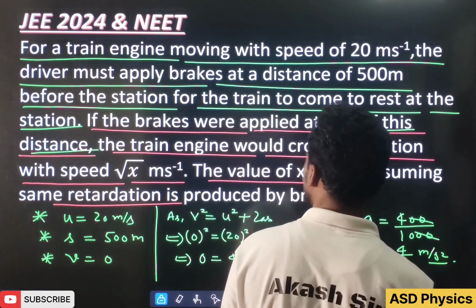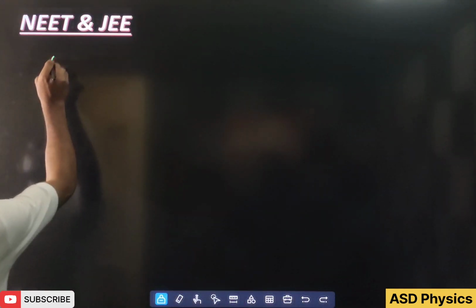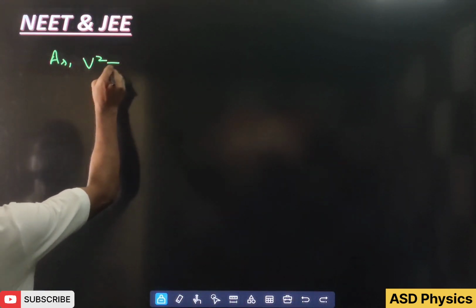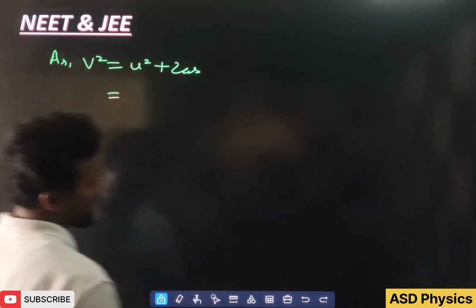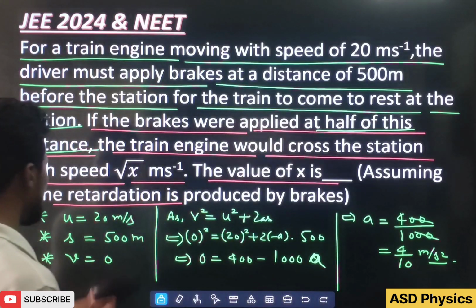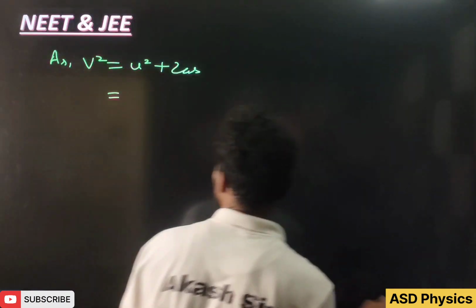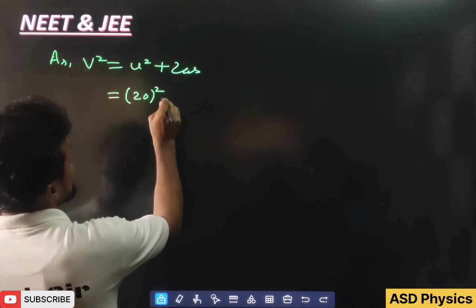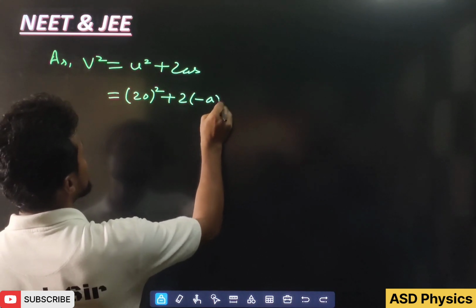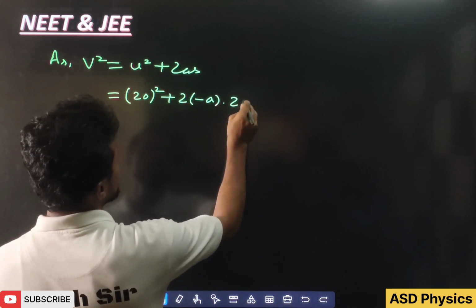Okay, and again we will apply here V square equal to U square plus 2AS. U is given as 20 meter per second, so it will become 20 square, plus 2 into minus A into S. S is how much here? 250.